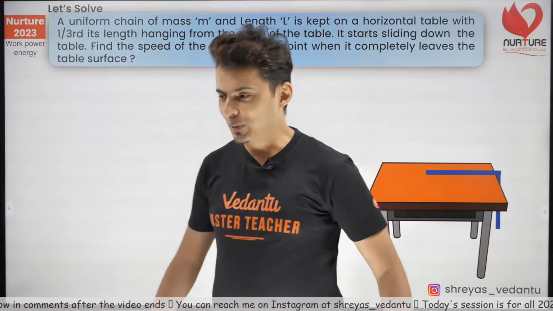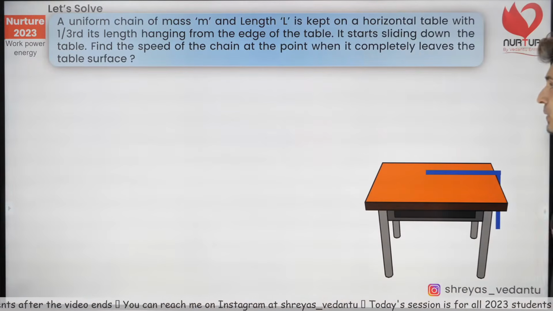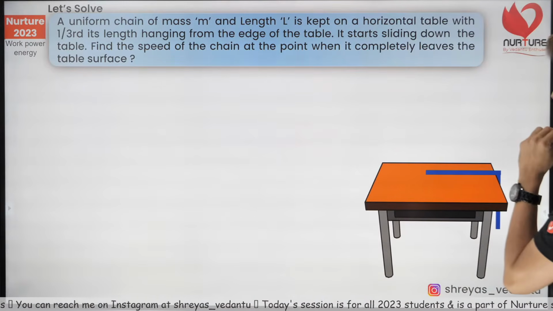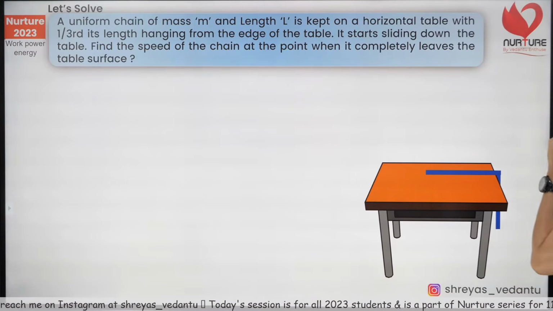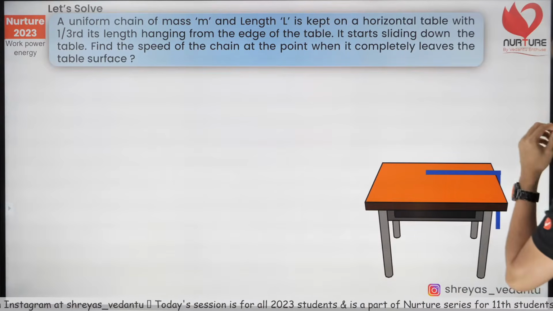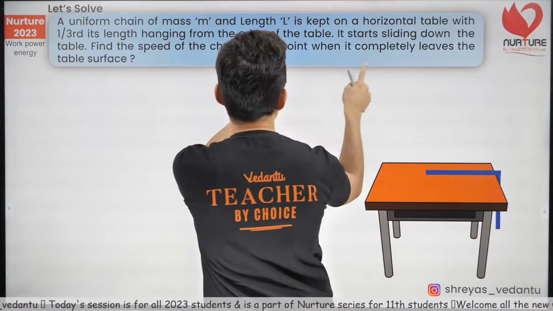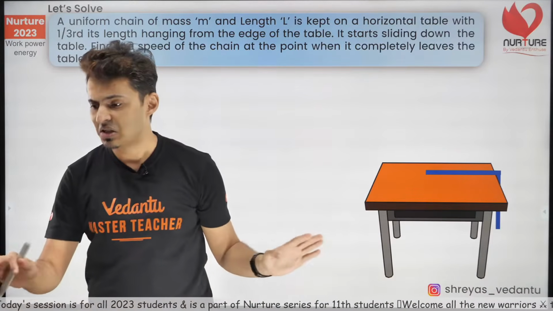Okay. Chalo. Here is the next question. This is a very important question. Uniform chain of mass M, length L is kept on a horizontal table with 1/3 its length hanging from the edge of a table. It starts sliding down, and the question is, find the speed of the chain at the point when it completely leaves the surface.